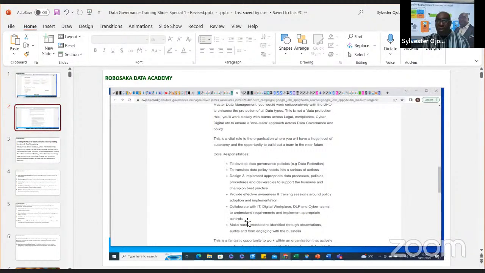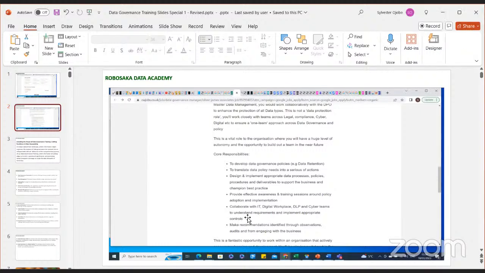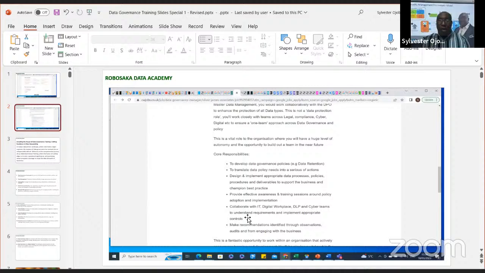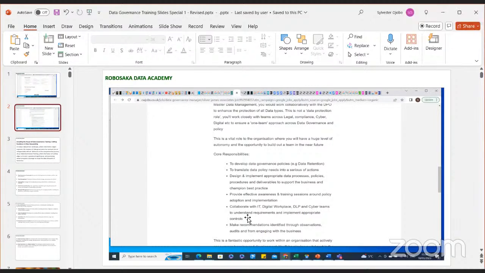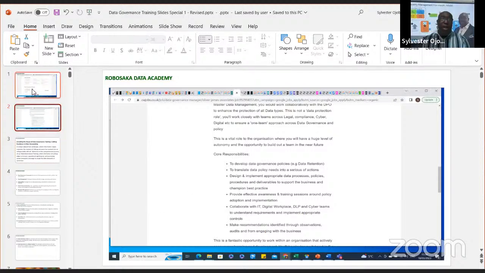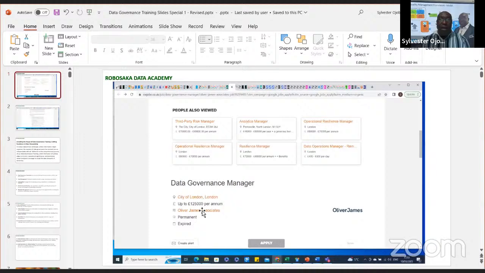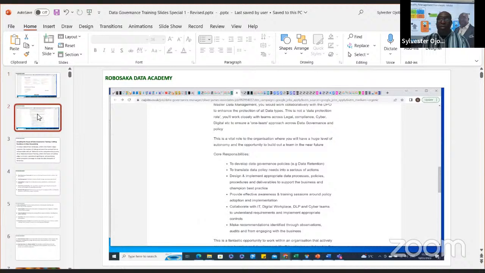To implement appropriate control. You see what you have already been taught in this training now. Whatever you are trained here, you can earn up to 125,000 pounds in a year. So it's a simple thing. Our curriculum is tailored, it's even beyond data governance. Tailored to everything you've seen here, you have it already.